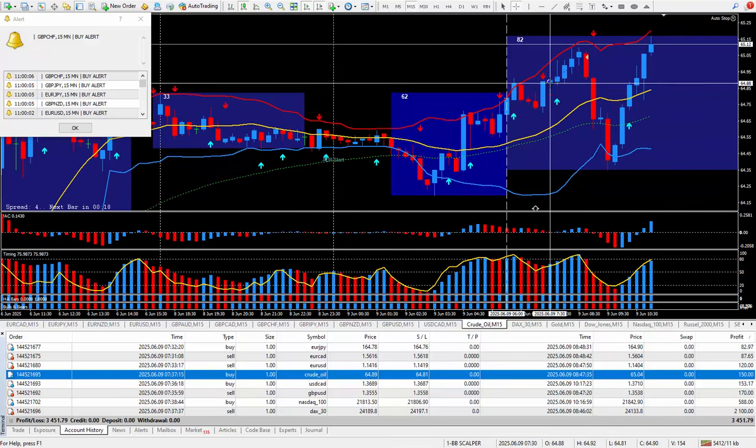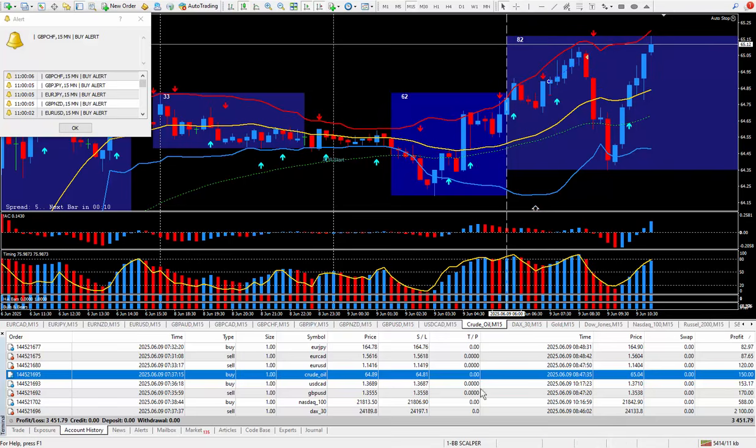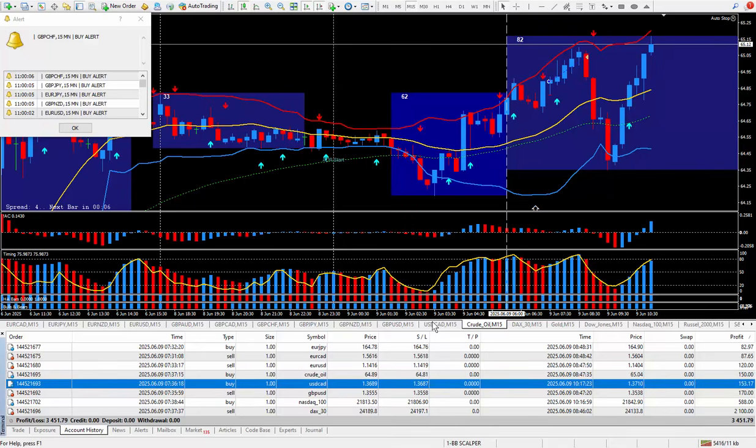Everything was perfect and exactly what I wanted. And what did I say? 15. There it is right there. 15 ticks paying out $150. Moving right along to dollar CAD.